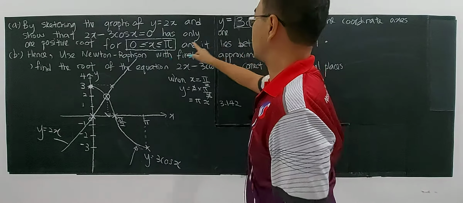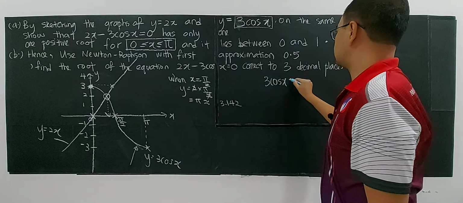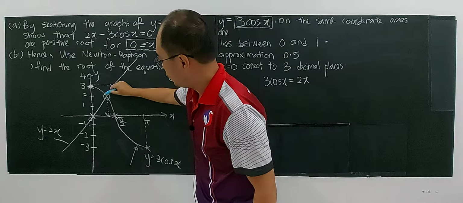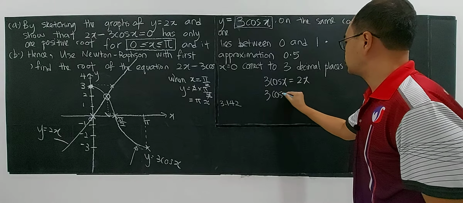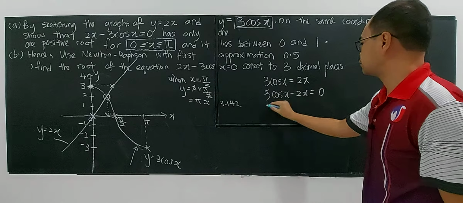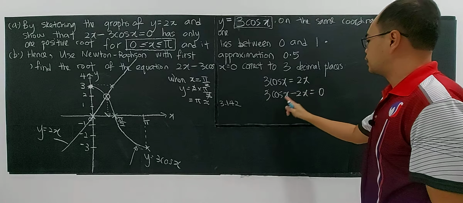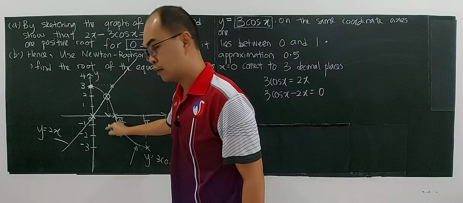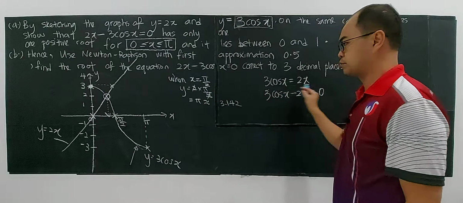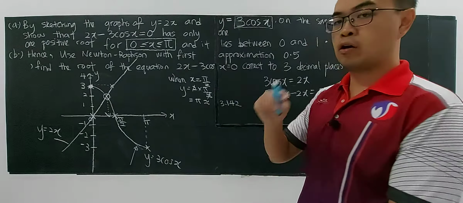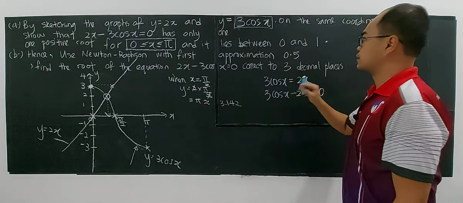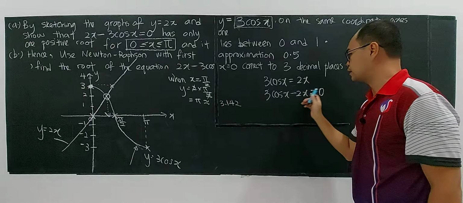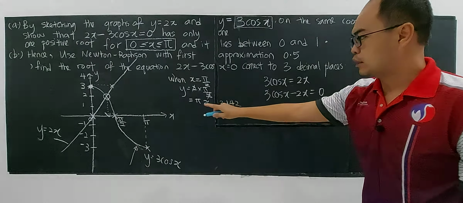Or we can say that 3 cos x equals 2x. These two values will be the same once they intersect. So if I bring this over to the left hand side, this becomes an equation. When they are the same and you subtract, you get 0. So this is your root: the value of x that satisfies this equation, such that the values of y are the same. After you subtract, you get 0, so this will be the root of this equation.